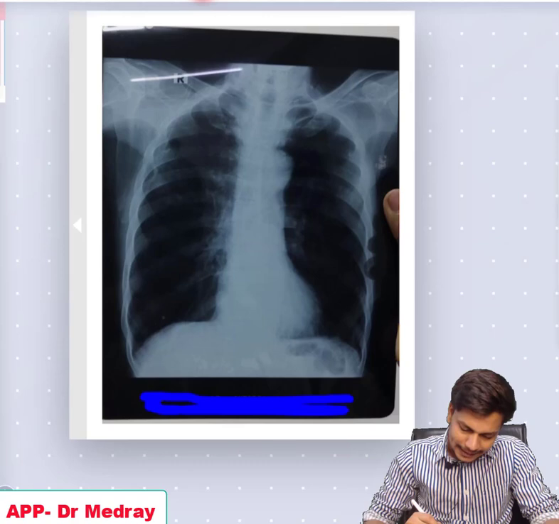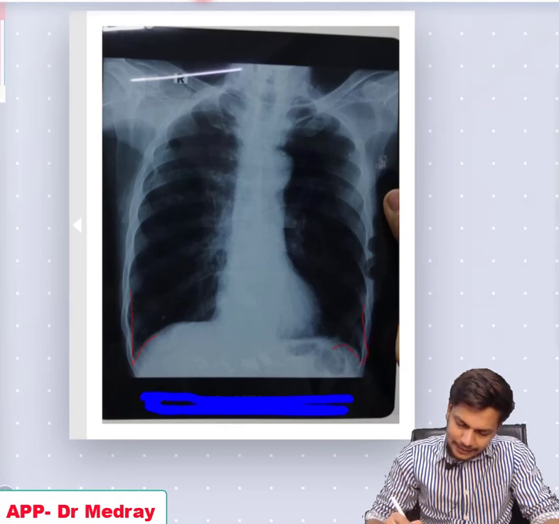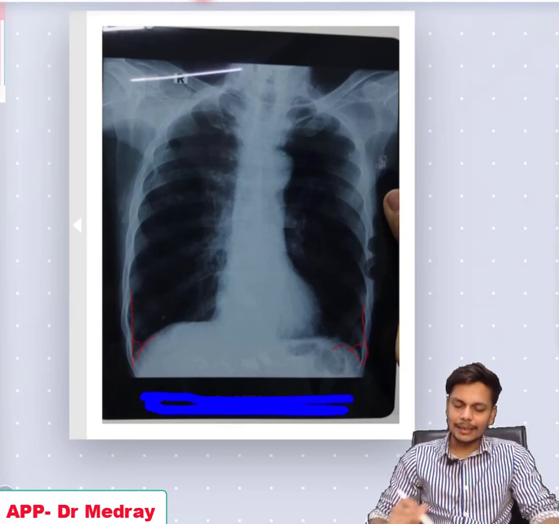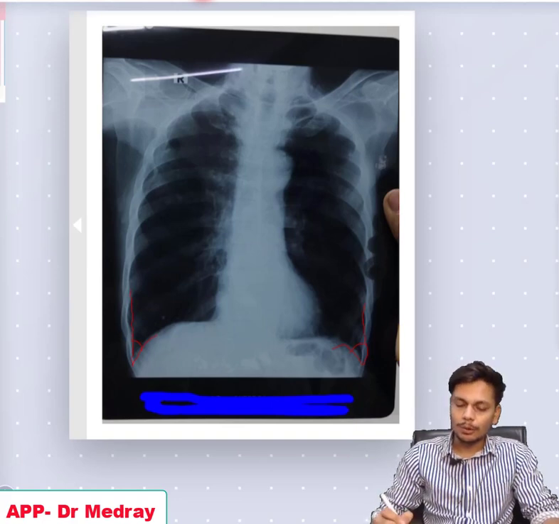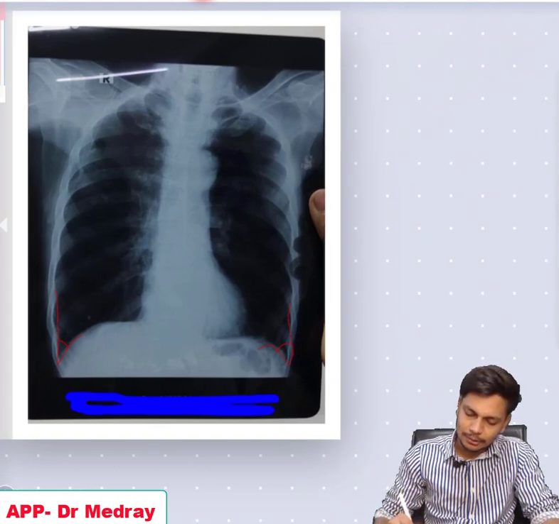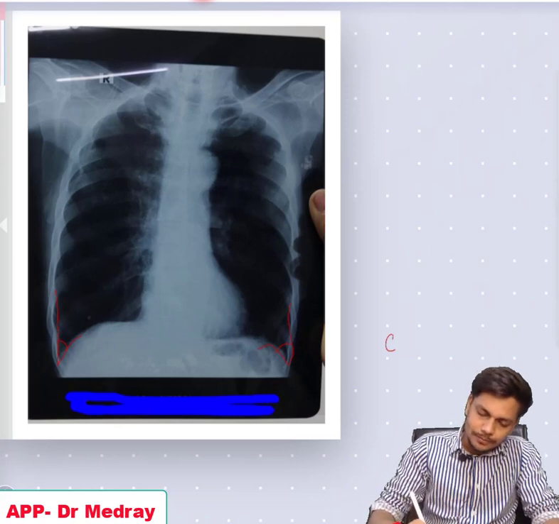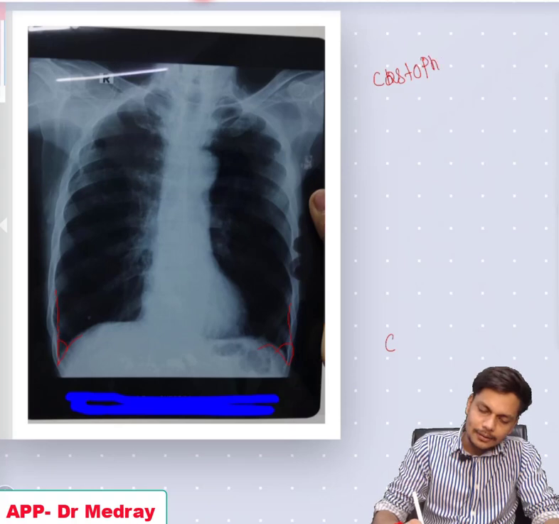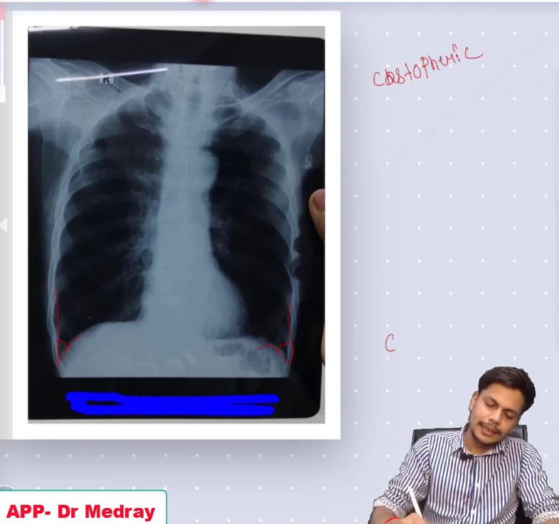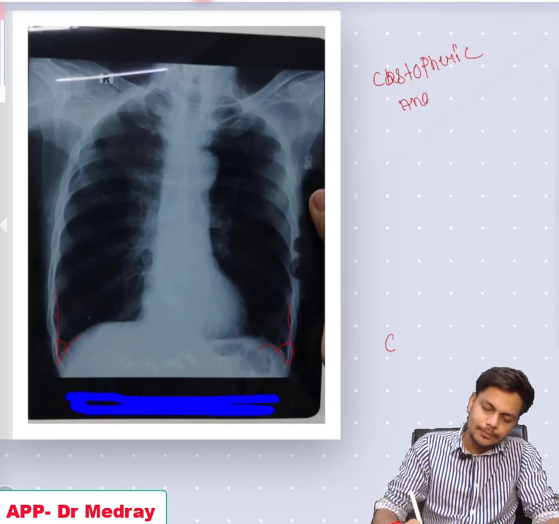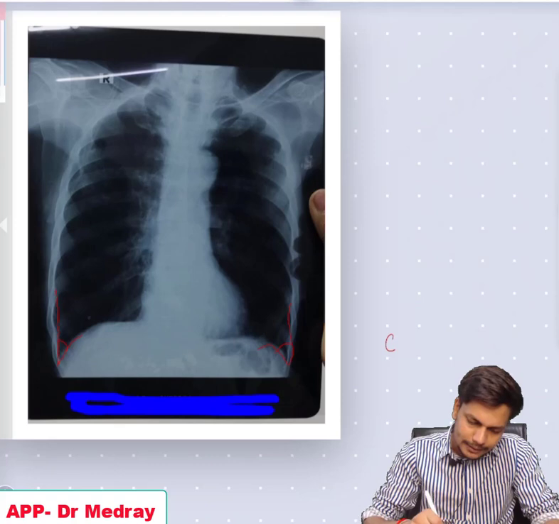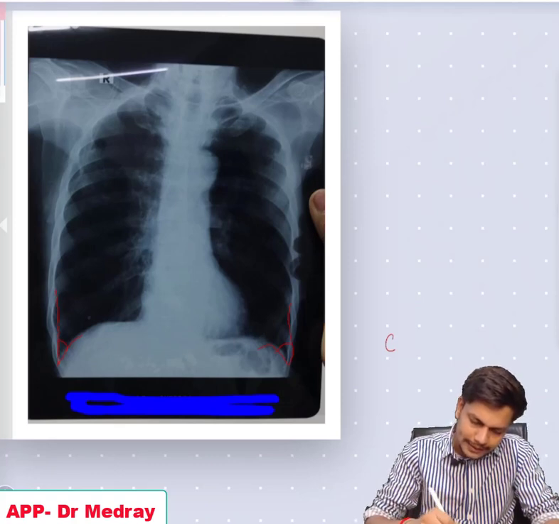Can you see the angle here, which is coming from the costal margin to the diaphragm? Can you appreciate that there is an angle created here between the costal margin and the diaphragm? This is known as the costophrenic angle. This is known as the costophrenic angle. So on both sides you can appreciate that there is a costophrenic angle.